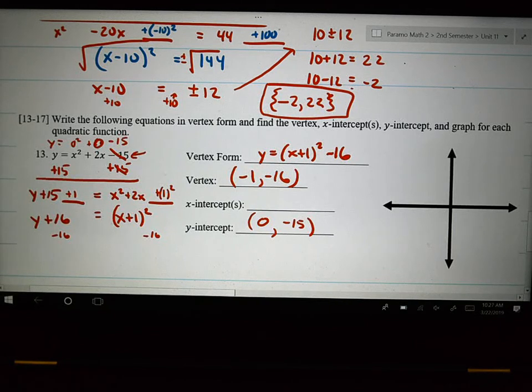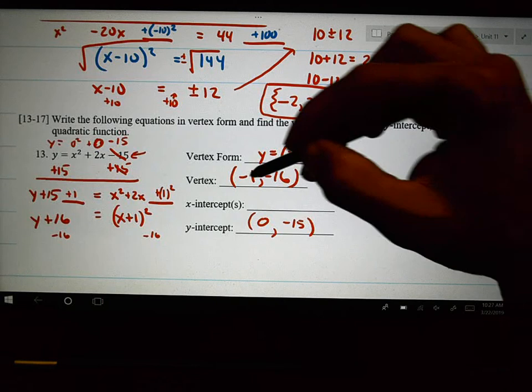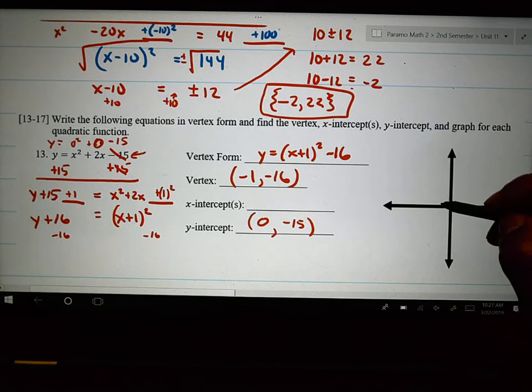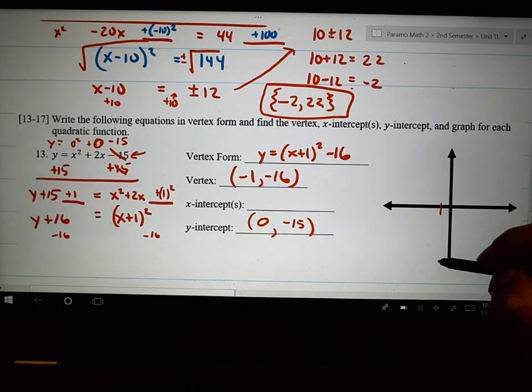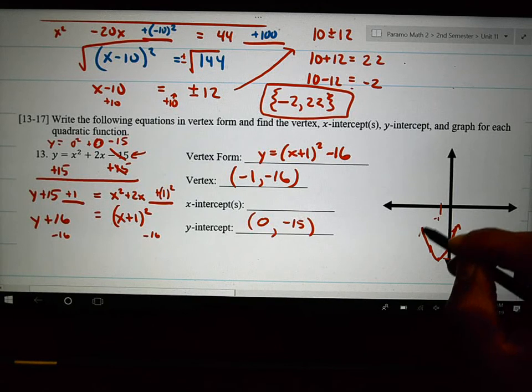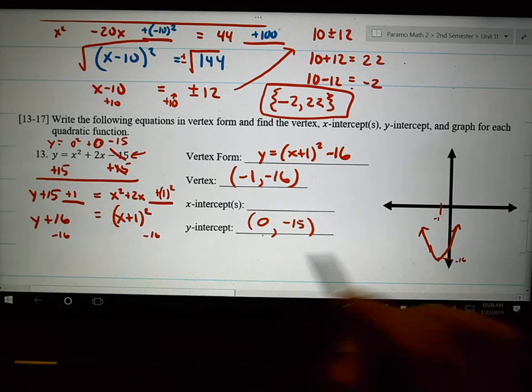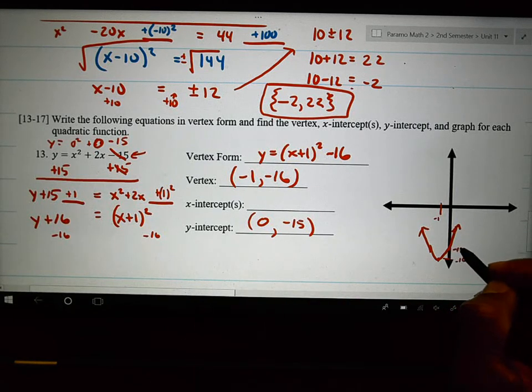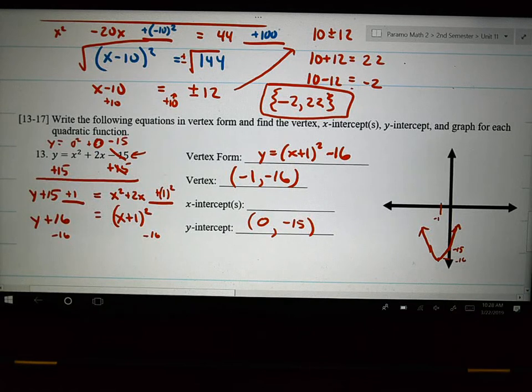And all this should start matching up with graphing what we did last unit. If we have negative 1, negative 16 down here, let's call this negative 1 and this is negative 16. The parabola opens upward. Then the y-intercept makes sense that it's like at negative 15 where it crosses the y-axis, like that should make sense.